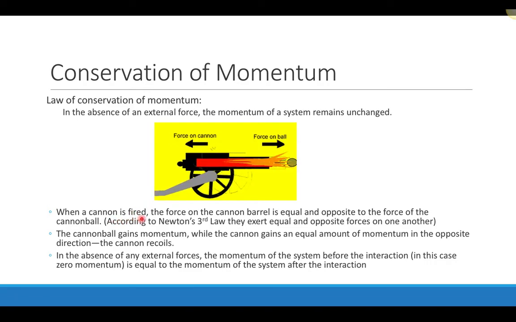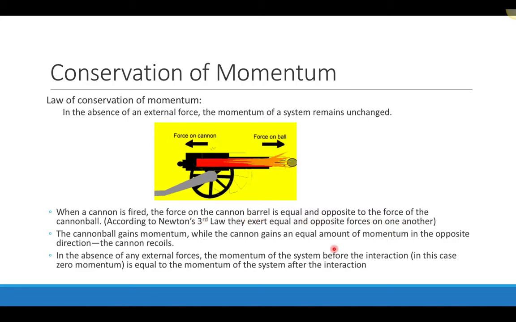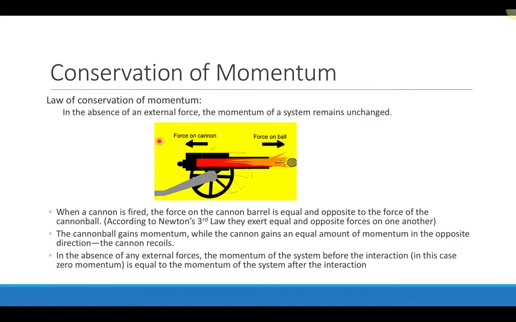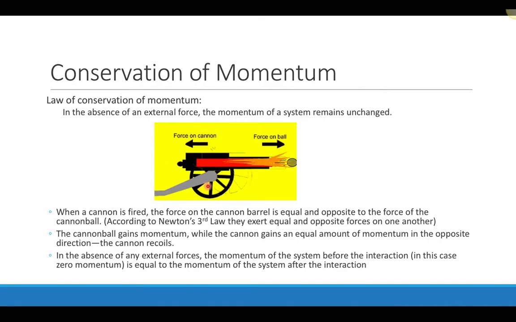So when the cannon is fired, the force of the cannon barrel is equal to the opposite force from the cannonball. So in other words, there's an explosion here, and there's a force on the cannonball, and in turn there's an opposite force on the cannon. And those forces are equal and opposite according to Newton's third law. And so they actually sort of cancel each other out if we think about the cannon and the cannonball as our system. So there's no other forces other than those two interaction forces. So the net force is zero.